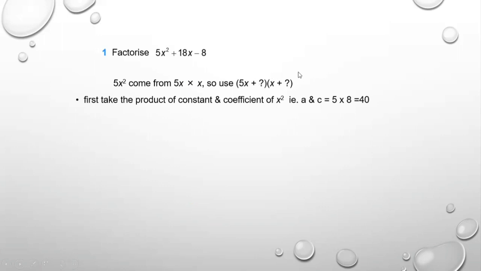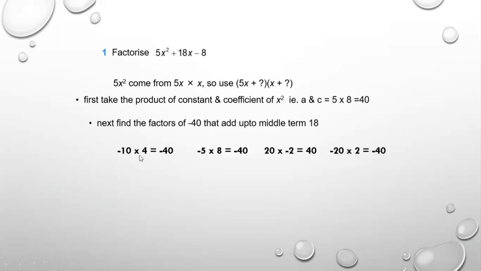So we have 5 into 8 is 40. Then we find the factors of minus 40 such that the middle term is 18. So we have minus 10 into 4 is minus 40. Minus 5 into 8 is minus 40. 20 into minus 2 is minus 40. Minus 20 into 2 is also minus 40. So we have to look for positive 18. Which two factors will add up to positive 18? So we have 20 minus 2, we get positive 18.